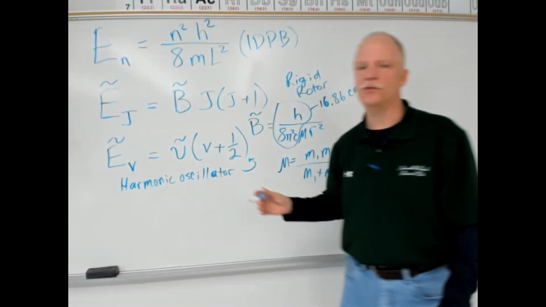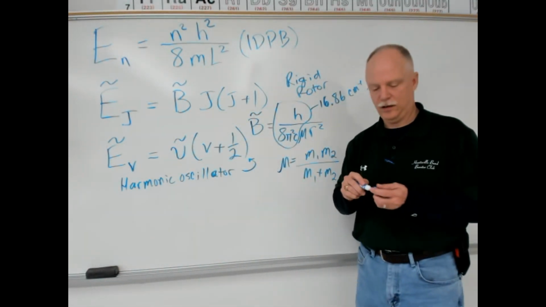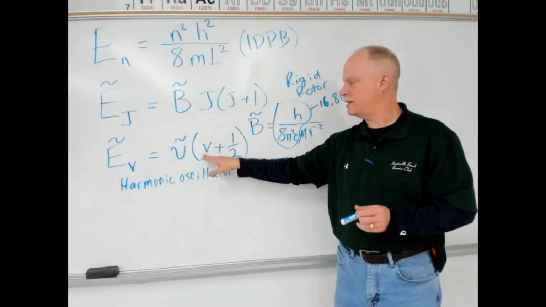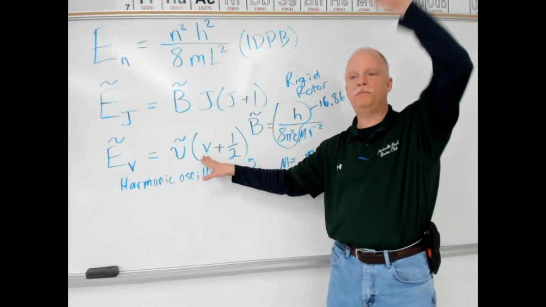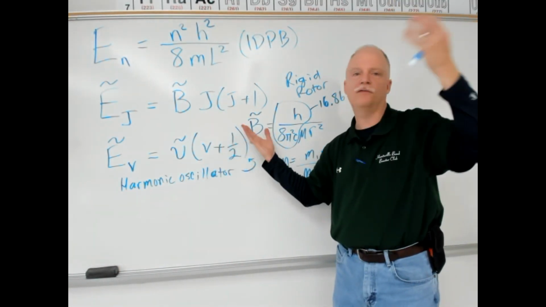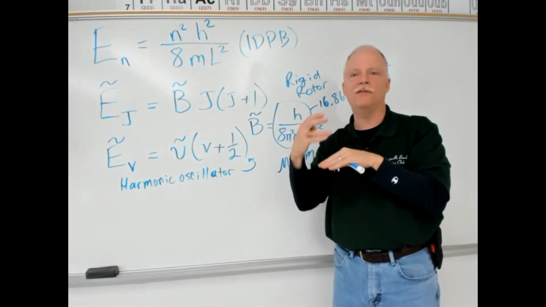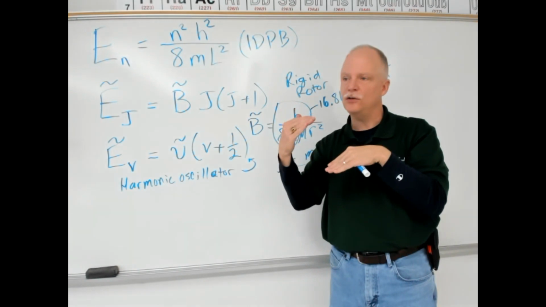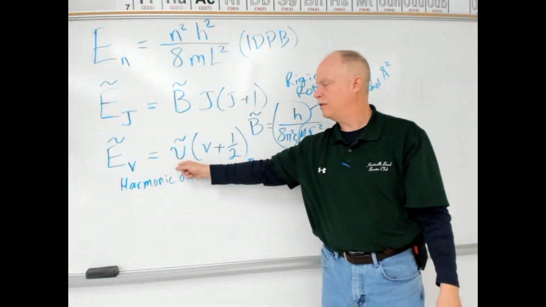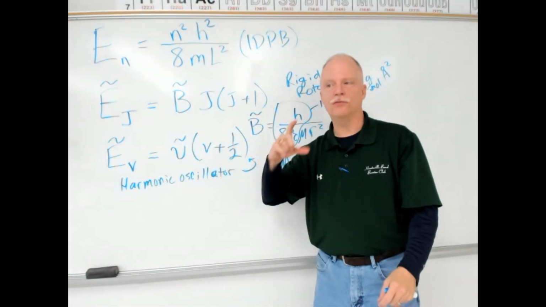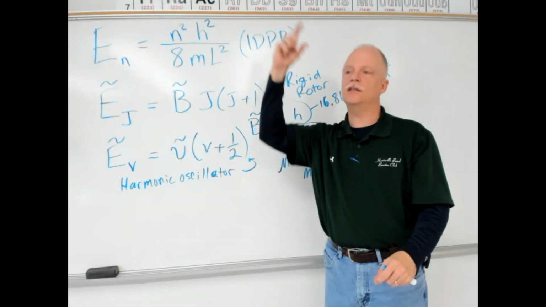The energy equation for a harmonic oscillator. They're equally spaced. As I go up in V, it's linear in V, right? It's V to the first power. And so those energy levels are equally spaced. What's the spacing? If I go from V equals 1 to V equals 2, how much has it increased? The vibrational frequency. So the vibrational frequency is also the spacing in the energy levels.